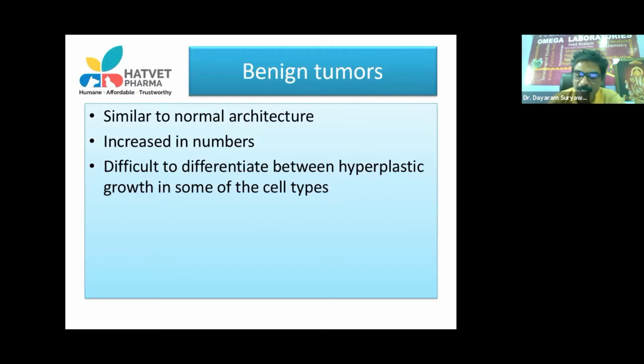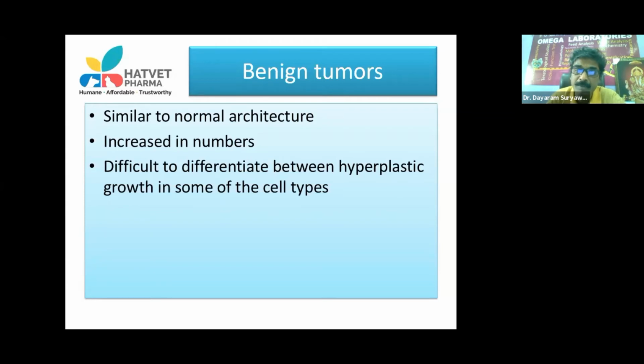So, say, for example, epithelial cells are there. In that case, cytological examination is generally quite confusing, except in some conditions like lymphoma. We can differentiate lymphoma, but we are not able to differentiate hyperplasia of the mammary gland, hyperplasia of the uterus, or hyperplasia of some other epithelial cells. That cannot be differentiated by simple cytological examination.